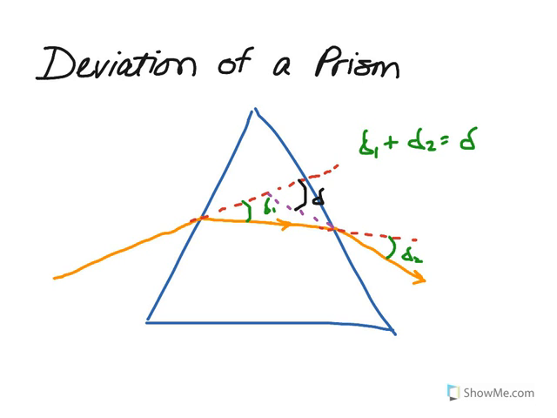And you can use this fact to derive another formula, which is that the total deviation is equal to theta 1, the first incident angle, plus theta 2 prime, the final refracted angle, minus gamma, which remember is our apical angle. And we'll just focus on the second equation for our example here.